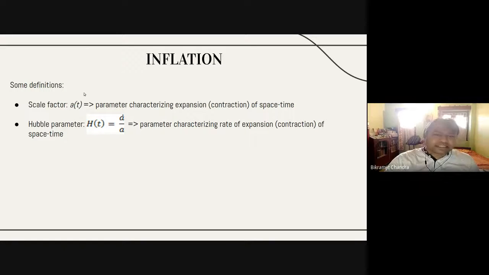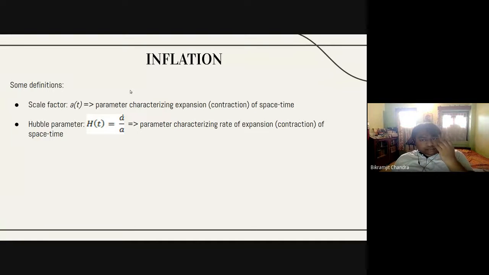Before I talk about inflation, I'm just going to talk about some of these more technical terms here. The scale factor is basically something that characterizes the expansion of space-time. If it's positive, space-time is expanding. If it's negative, space-time is contracting. And then we have something called the Hubble parameter, which tells you how quickly that scale factor is changing. Basically, as the universe expands, your scale factor will increase. As the universe contracts, your scale factor will decrease.